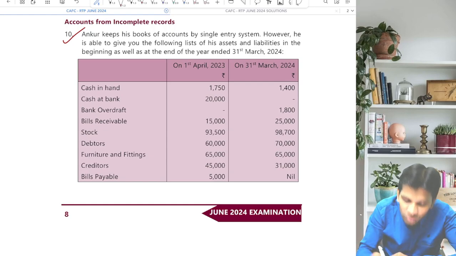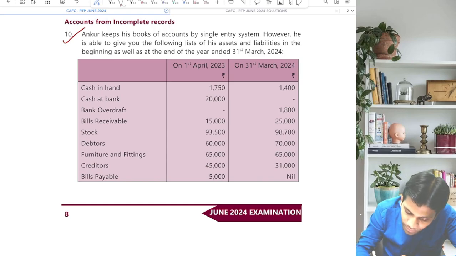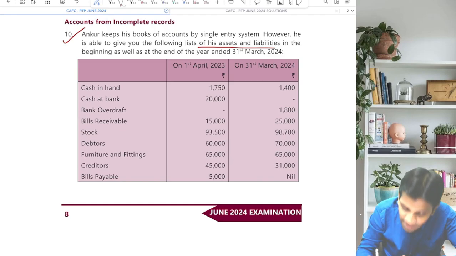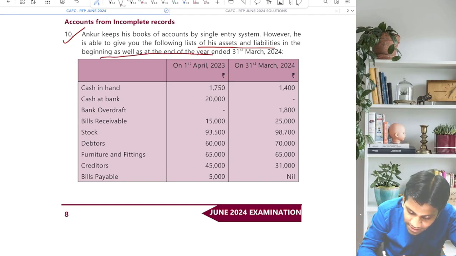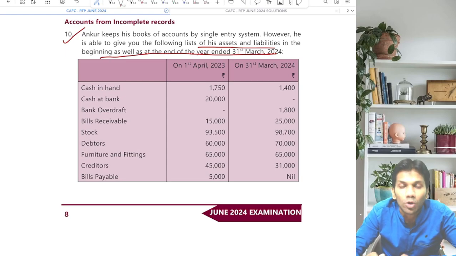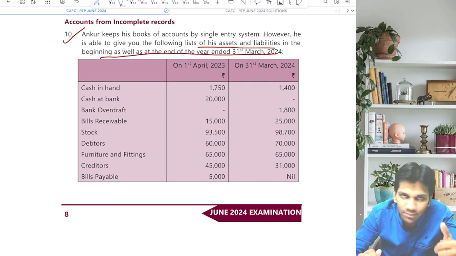Ankur keeps his books by single entry system. However, he is able to give you the following list of his assets and liabilities in the beginning as well as at the end of the 31st March 2024. So, Mr. Ankur gives you the following information regarding his assets and liabilities on 1st April 2023 and 31st March 2024. So, basically, opening assets and liabilities are given and closing assets and liabilities are given.